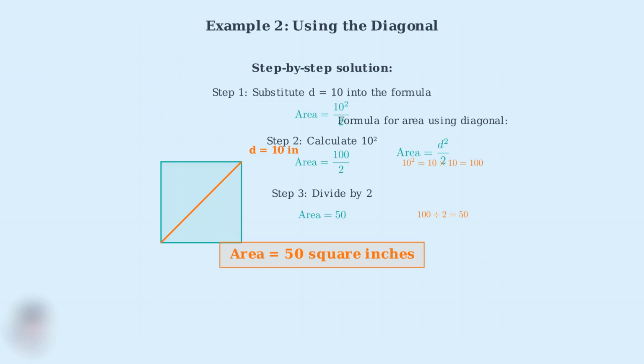Notice how we include the proper units, square inches, because area is always measured in square units. This formula works because of the relationship between a square's diagonal and its sides. The diagonal creates two right triangles, and using the Pythagorean theorem, we can derive that the area equals d squared divided by 2. This completes our second example. We successfully found that a square with a 10-inch diagonal has an area of 50 square inches.